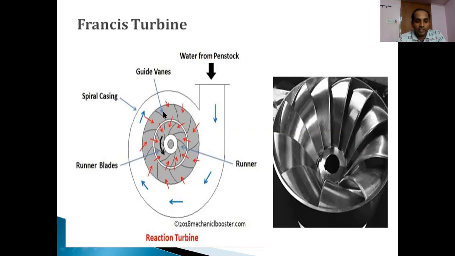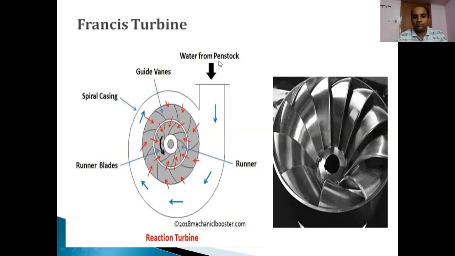Then you can see these blades. You can see the first ring of blades, the outer ring of blades, we call them guide vanes. Then the second ring of blades which you are seeing here are nothing but the runner blades. At the center, this is the shaft, and all these things which you are seeing here are covered in a casing known as a spiral casing.